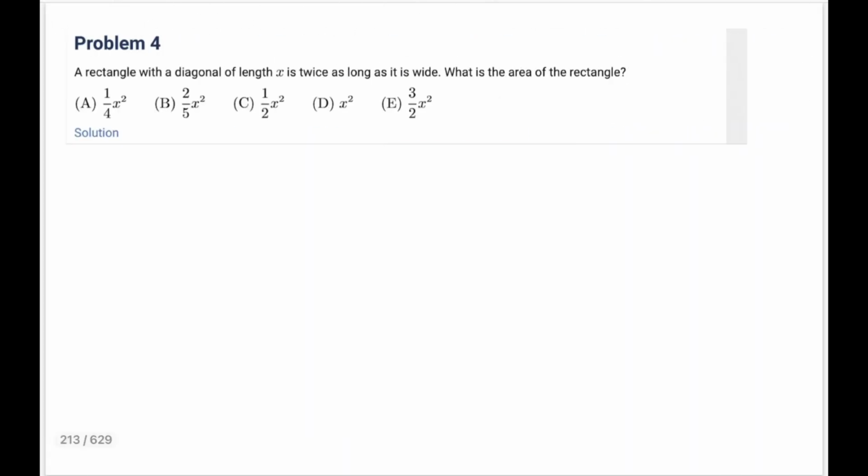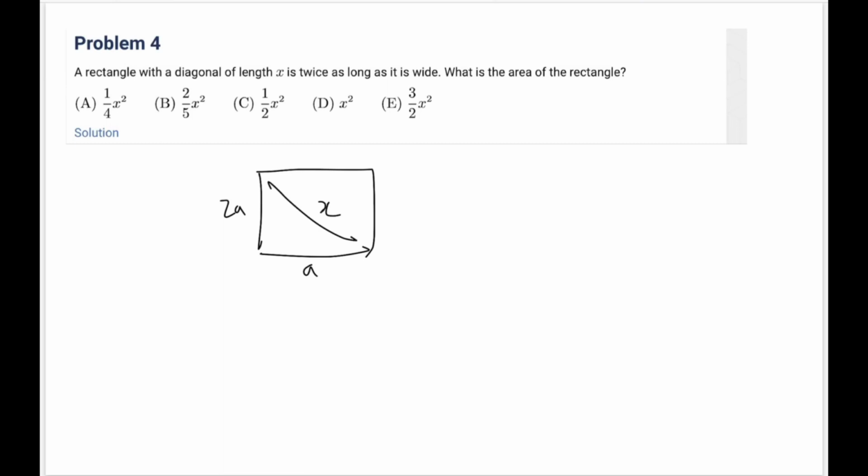Number 4: a rectangle with a diagonal of length x is twice as long as it is wide. What is the area of the rectangle? So the diagonal is length x, right? It's twice as long as it's wide, so its length is 2 times its width. So let's say this is 2a and this is a.